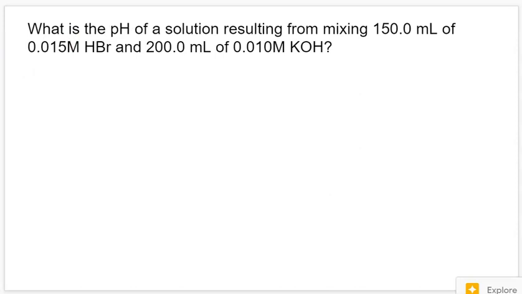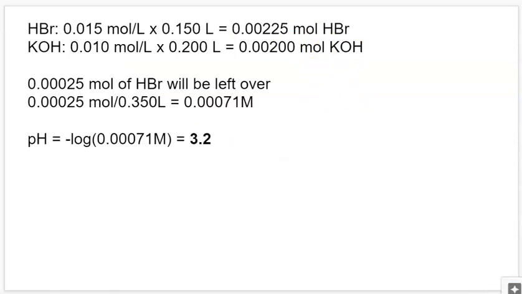Let's try another one. What is the pH of a solution resulting from mixing 150 milliliters of 0.015 molar hydrobromic acid and 200 milliliters of 0.01 molar potassium hydroxide? So this is another strong acid, and this is another strong base. So we can apply similar logic as the last one. We can calculate the moles of each. So we end up with 0.00225 moles of HBr and 0.00200 moles of KOH. We can see here this time that the base is our limiting reactant and the acid is our excess reactant.